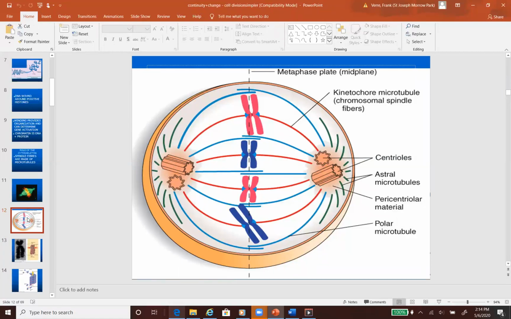Okay, now why do we have to line them up? This is an interesting question. Why do they all line up right in the middle of the cell? That's obviously something important going on there.